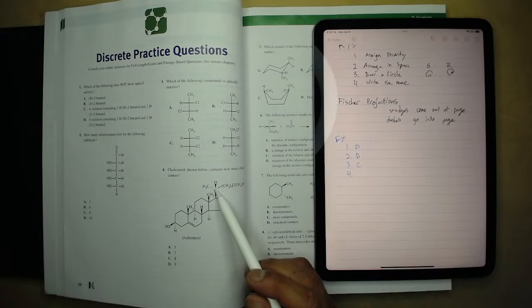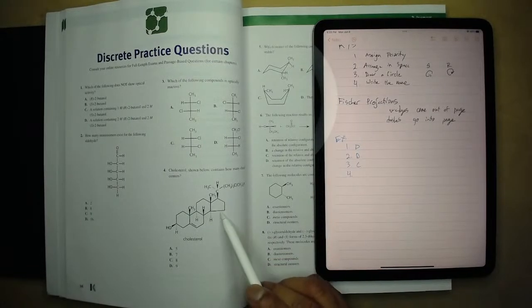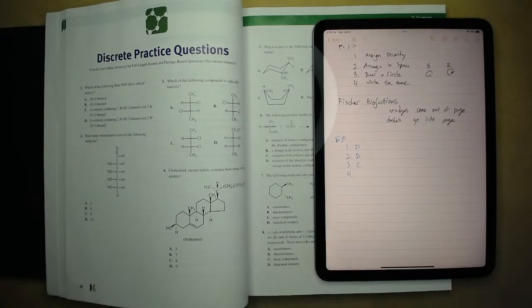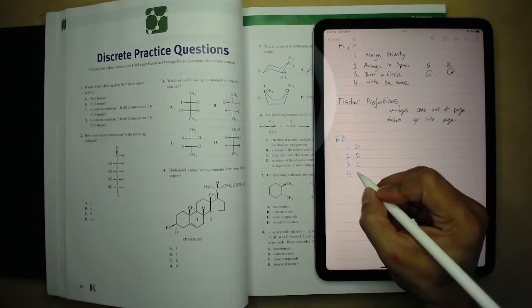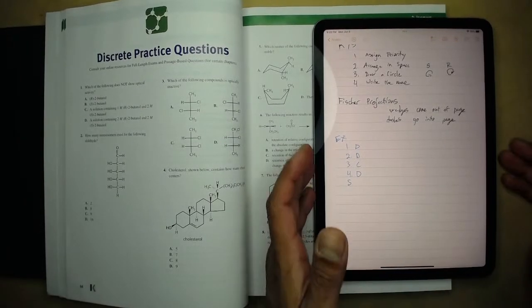1, 2, 3, 4, 5, 6, 7, 8. Nine. I'm going to go with the max. I'm going to go with 9. 4D, 9. Because there's a ton of them in there.